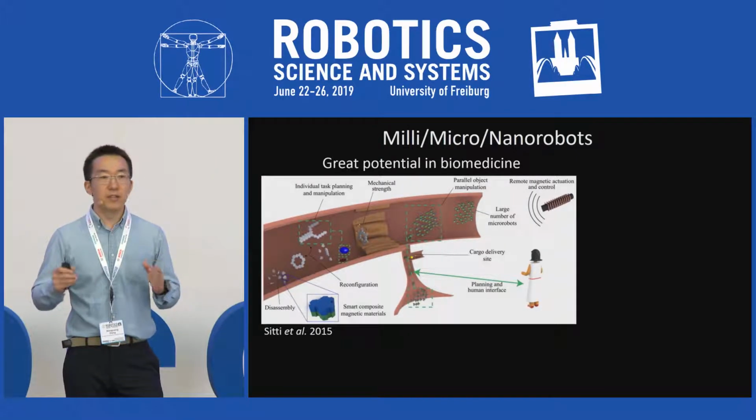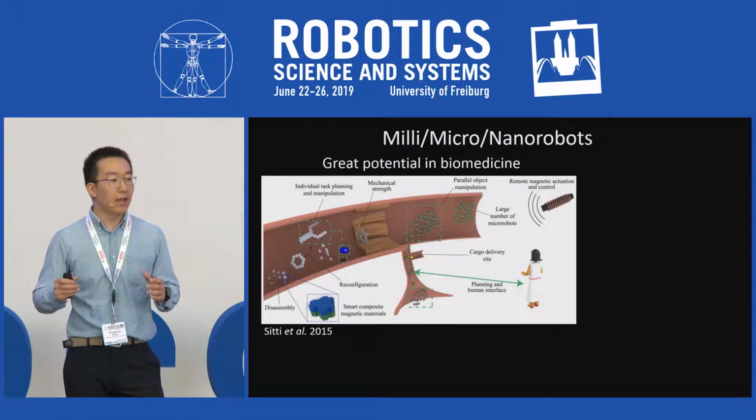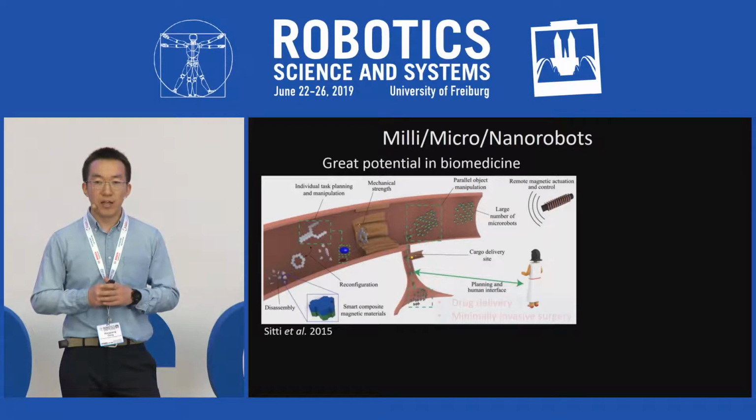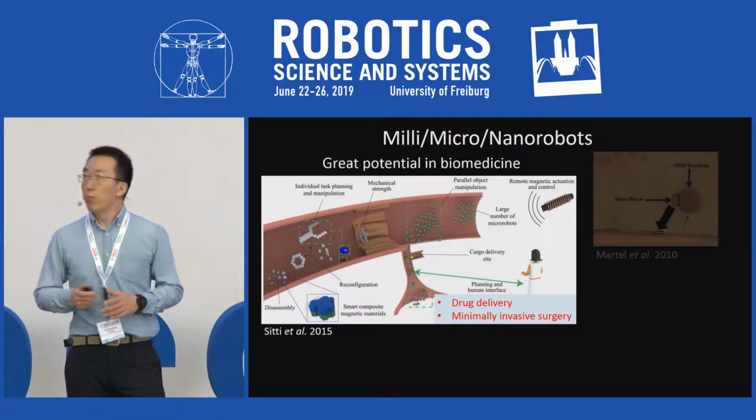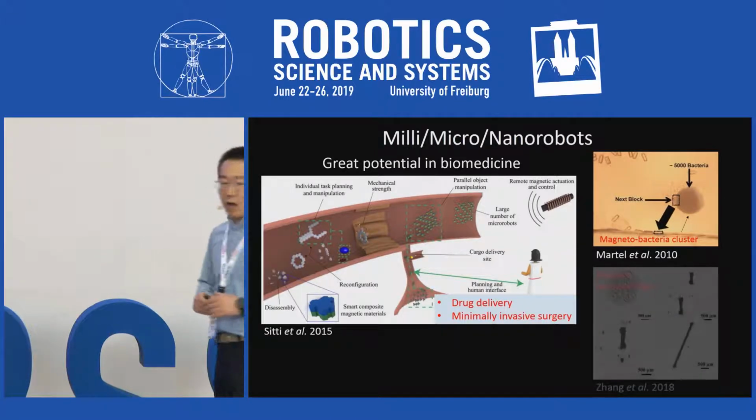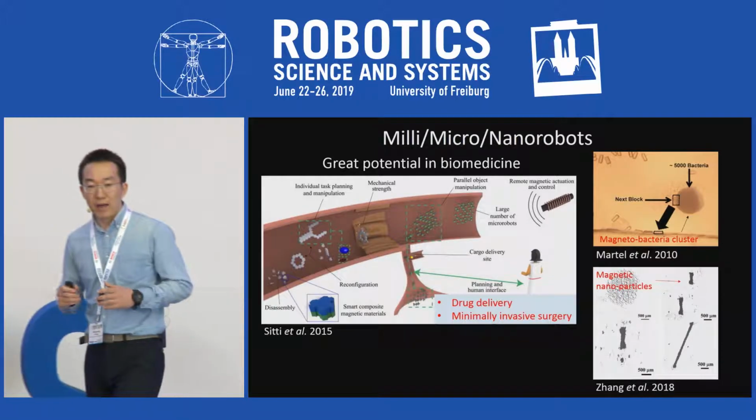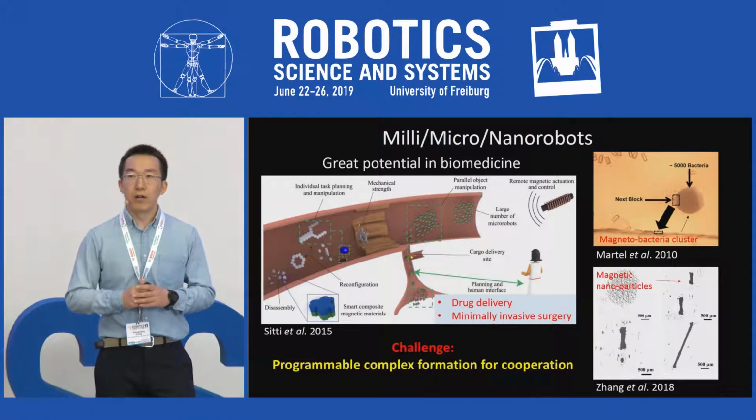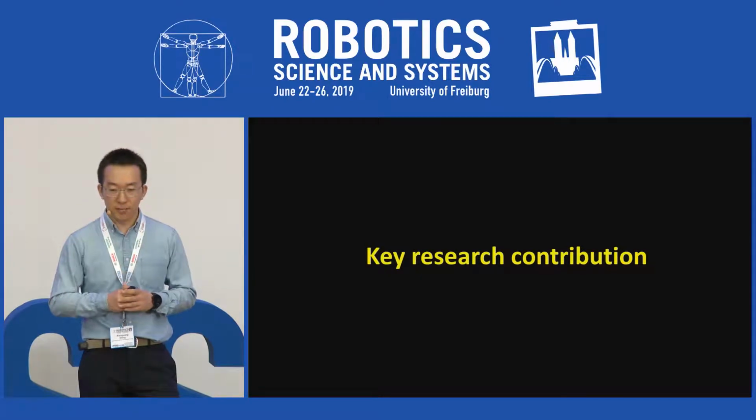It is envisioned that hundreds of miniature robots working together could greatly enhance their functions, such as drug delivery and minimally invasive surgery. Previous work has shown cargo transportation and shape-changing behavior by using magnetic robot swarms. However, it is still a challenge to program complex formations for cooperative functions among a large number of miniature robots.